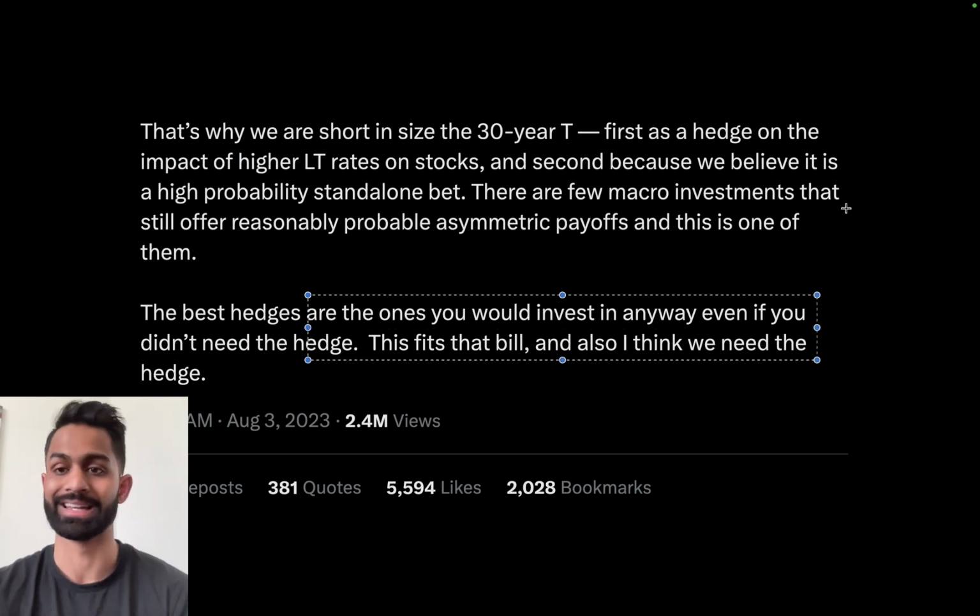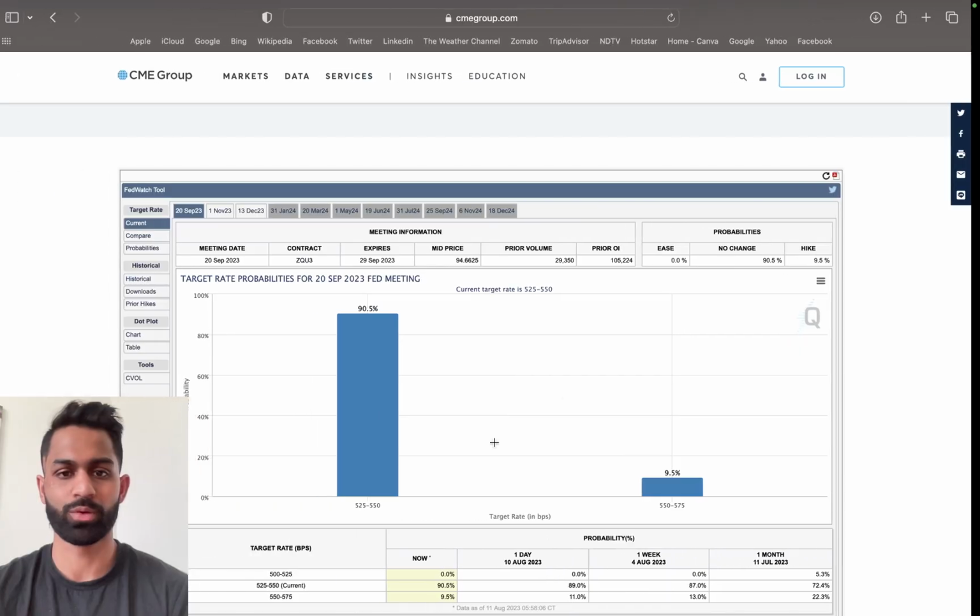And I also think we need the hedge as well. So that's really what he's talking about in this entire Twitter post, is that he is short 30-year treasuries, and he expects the 30-year treasury yields to get up to over 5.5%. And of course, if yields go higher, prices go down. That's why he's taking that short bet.